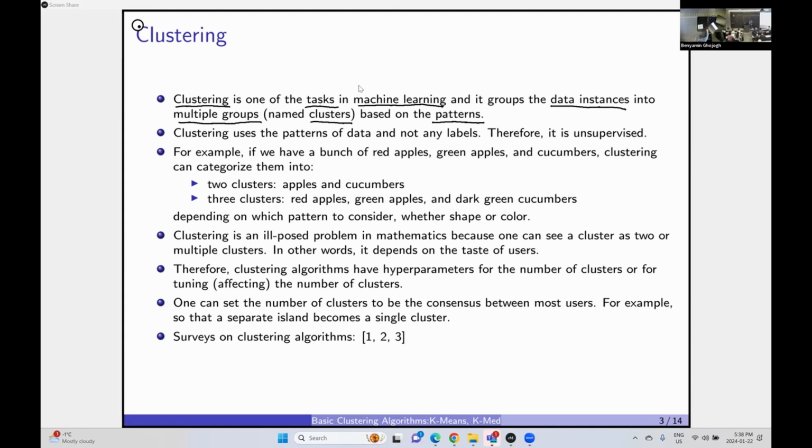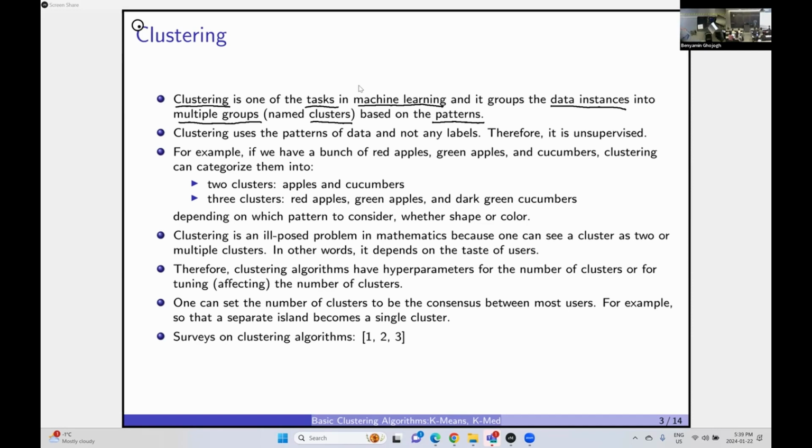So it's a task, and it has different algorithms for this task. What is that? It's just grouping. We group the data into several clusters or groups, okay? And so we don't use labels. Now you might be wondering, then how do we group them? We look at their patterns, right? And this pattern can be anything, such as, assume we have images of objects. So the pattern can be the shape of the object. Another pattern can be the color of the object.